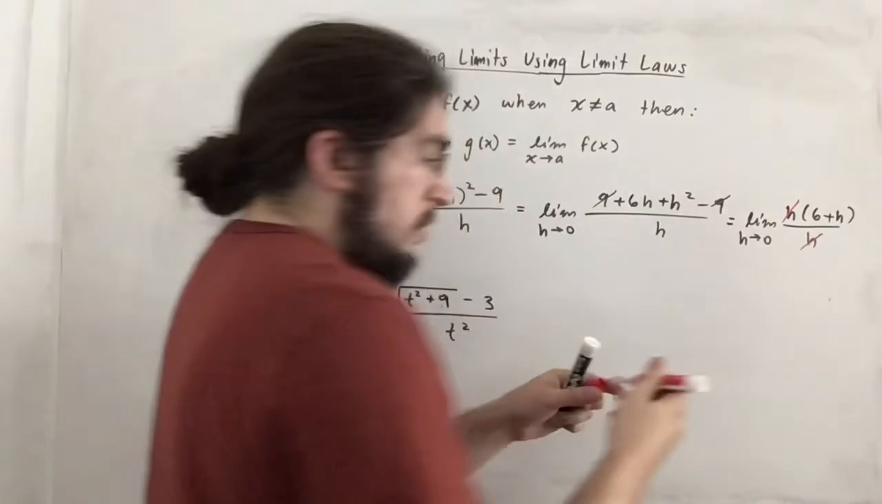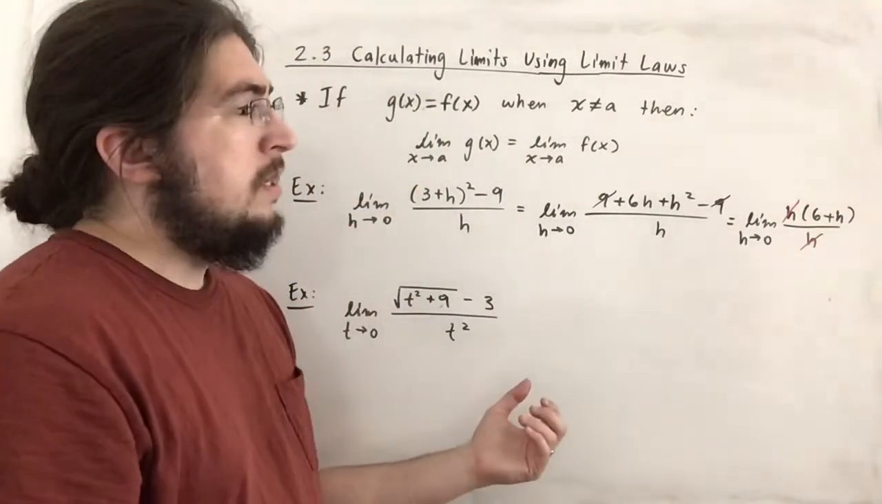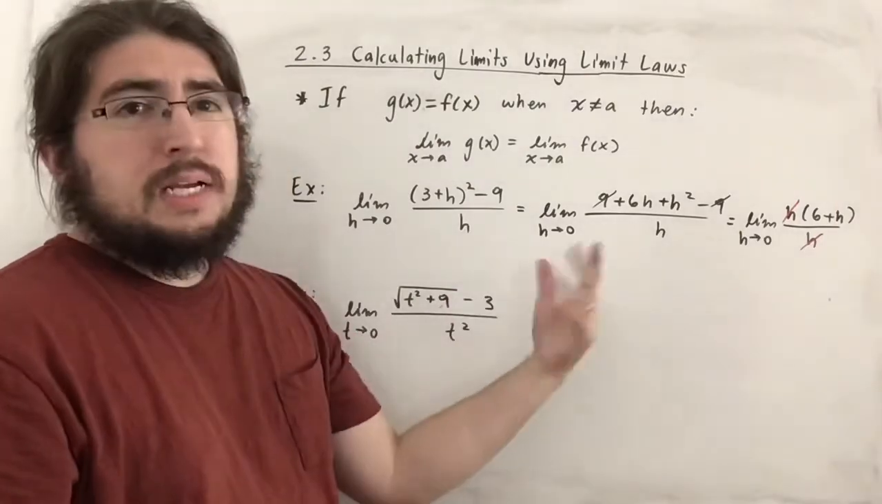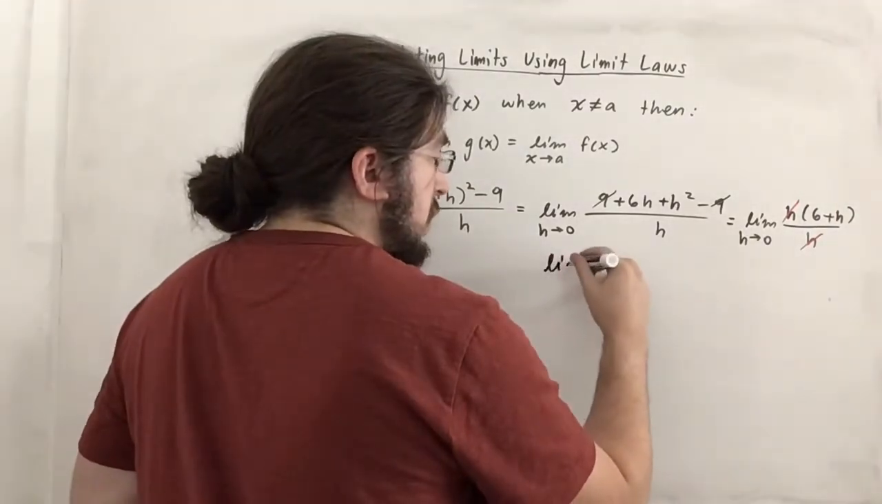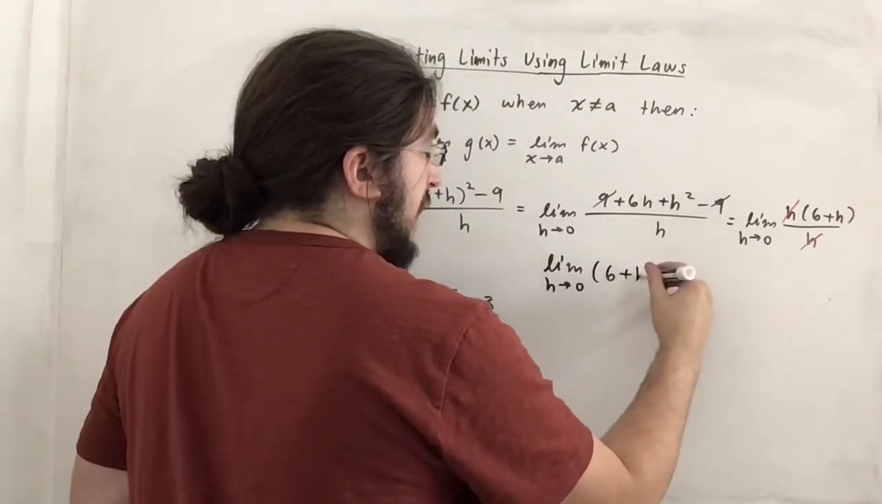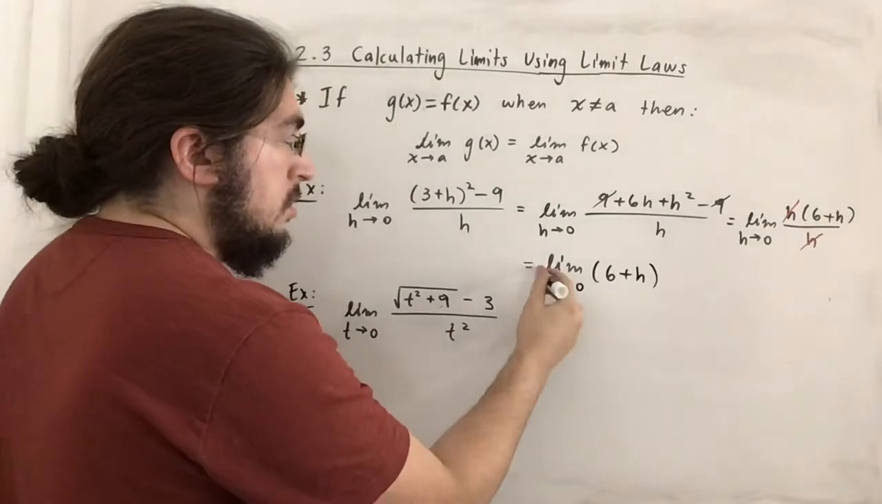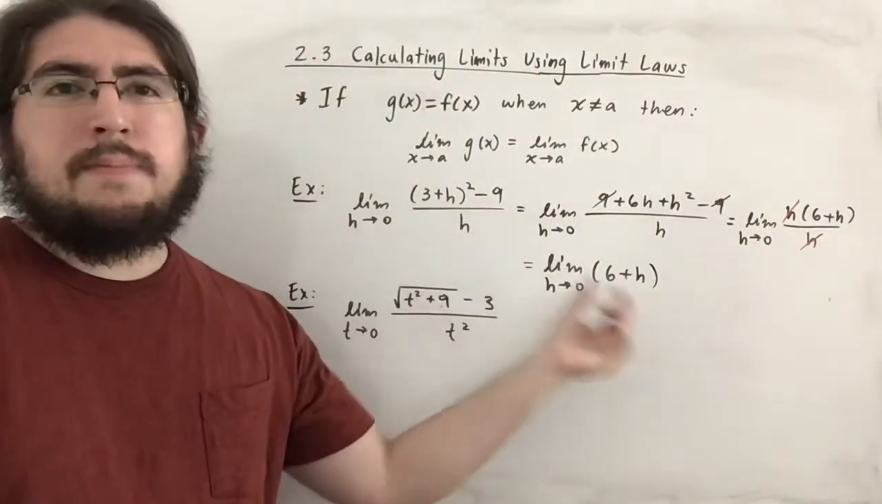The only issue is that you can't cancel them out when they're equal to 0, but h can't be 0 anyway, because you'd be dividing by 0. So really what we end up getting is the limit as h goes to 0 of 6 plus h after cancellation.